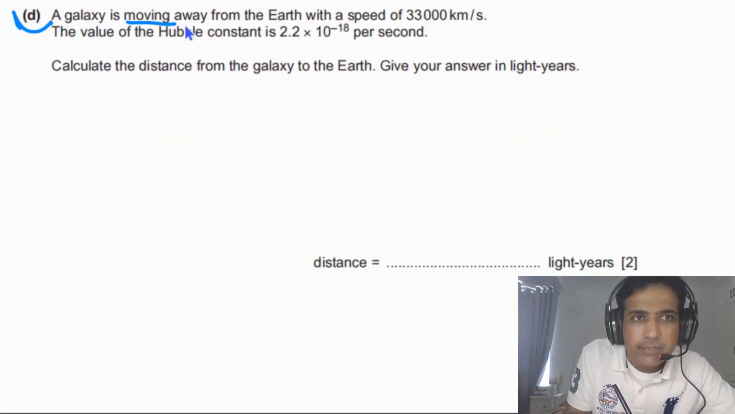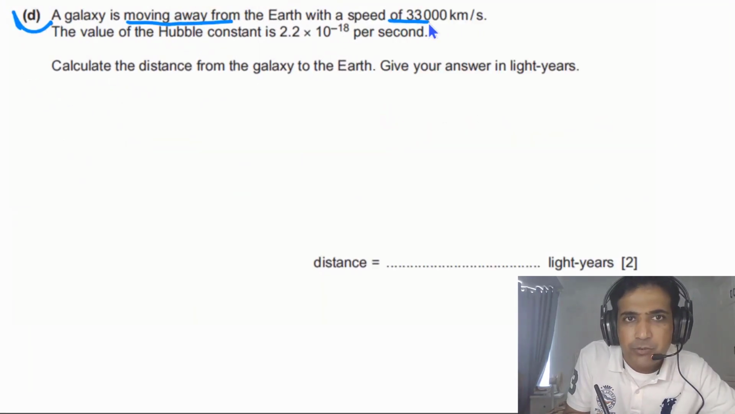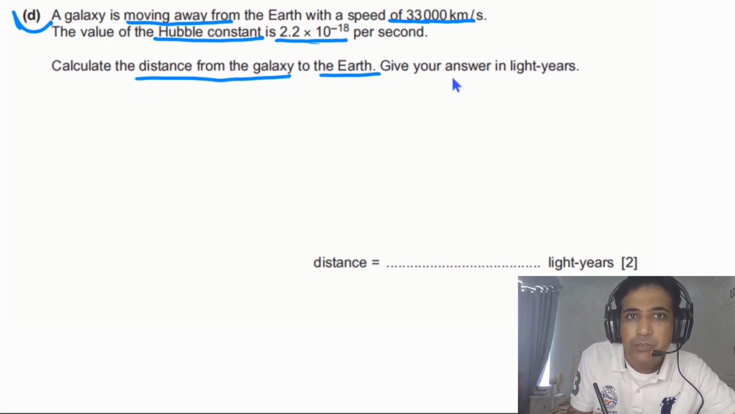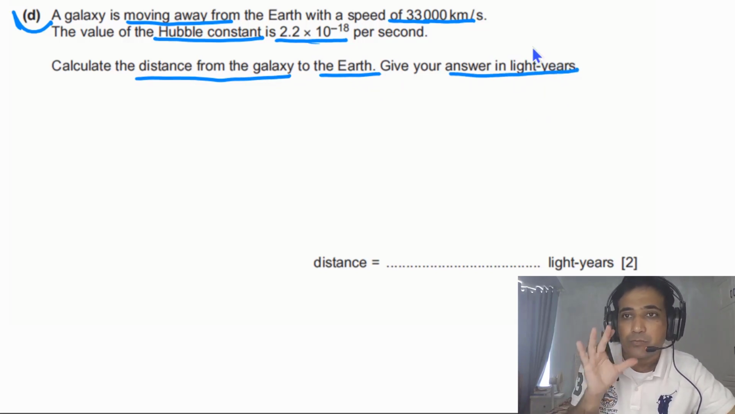Part D says a galaxy is moving away from the Earth with a speed of 33,000 kilometers per second. The value of the Hubble constant is 2.2 times 10 to the minus 18 per second. Calculate the distance from the galaxy to the Earth. Give your answer in light years. So the answer has to be in light years. This is a very important point.